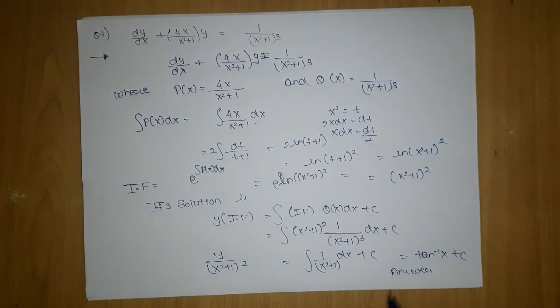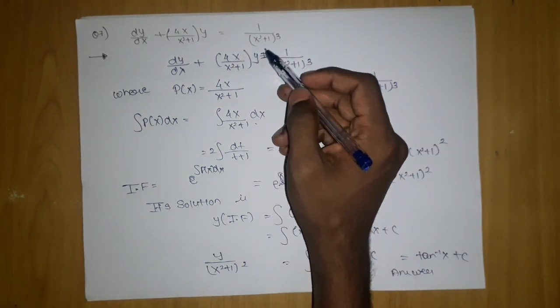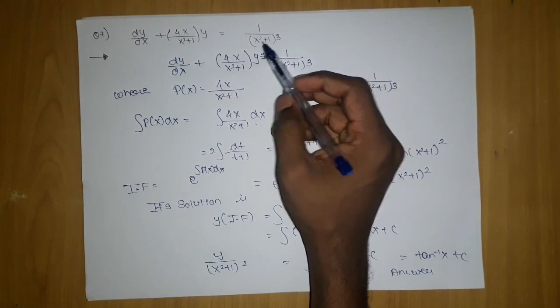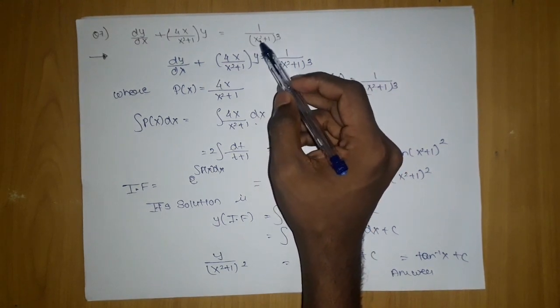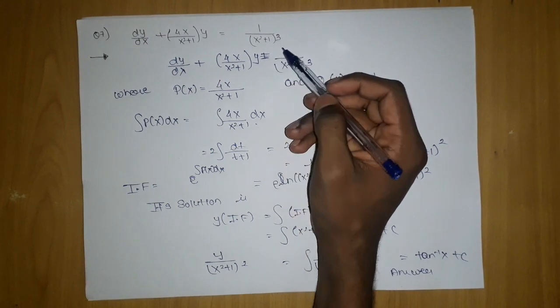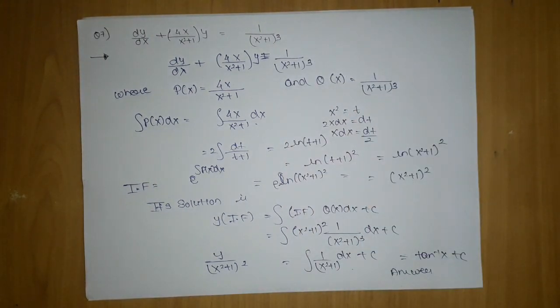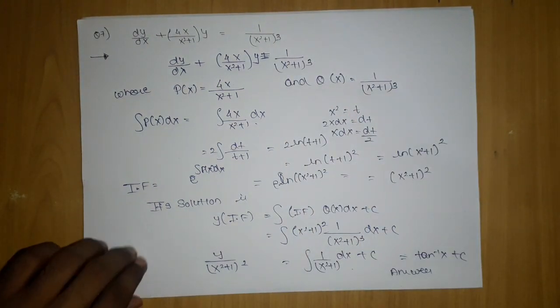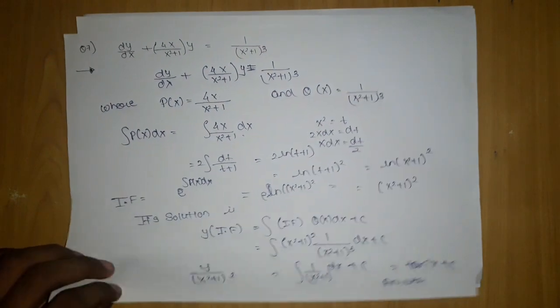So just keep the basic things. Don't get confused that we should cross multiply throughout by (x squared plus 1) whole cube. Don't do anything like that, just stick to the basic formulas. Now let's move on to the next question.